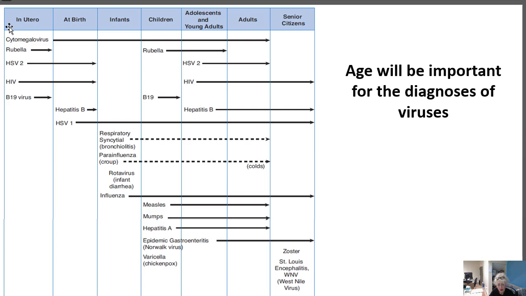I don't know, they don't have mono or Epstein-Barr in here, they should. And adults, pneumococcus, mycoplasma pneumonia. Senior citizens, herpes zoster, St. Louis encephalitis, West Nile virus.